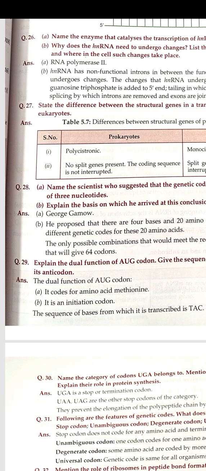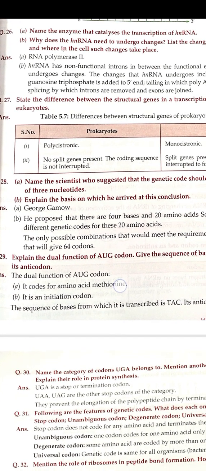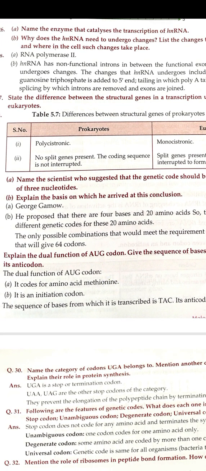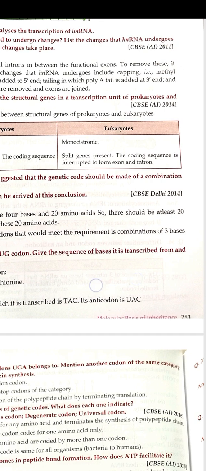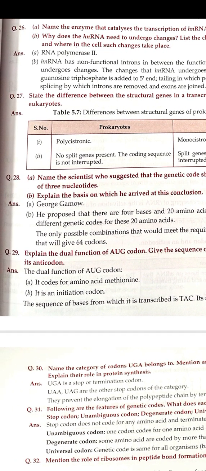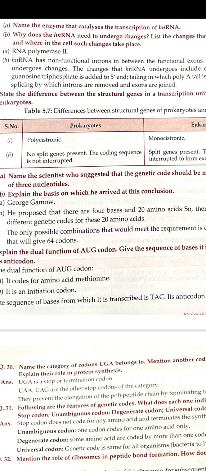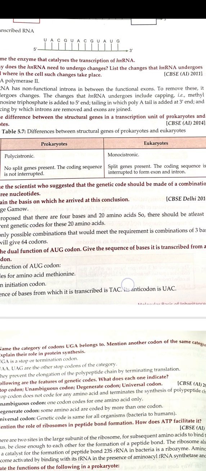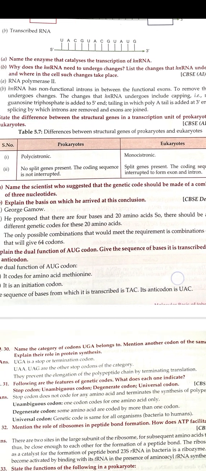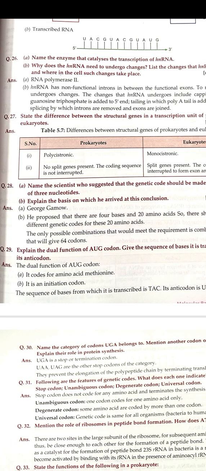And the answer of B: he proposed that there are 4 bases and 20 amino acids, so there should be at least 20 different genetic codes for these 20 amino acids. The only possible combination that would meet the requirement is a combination of 3 bases, which will give 64 codons.